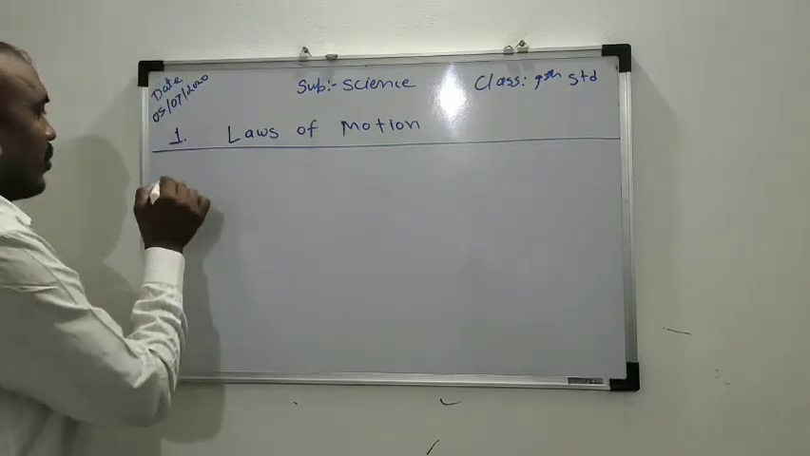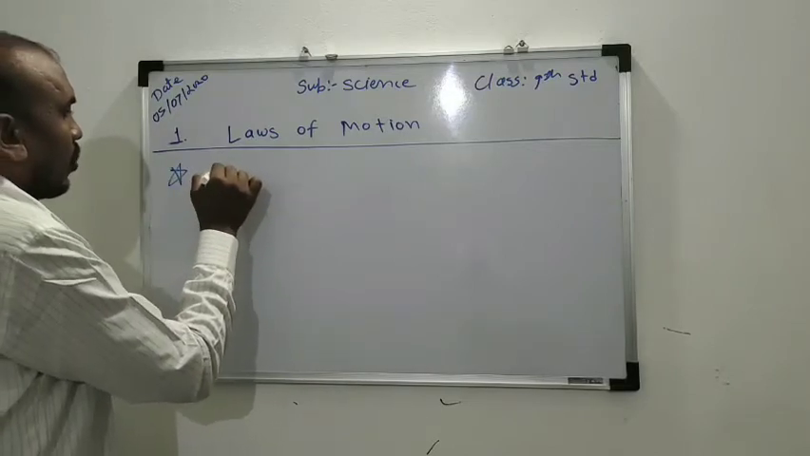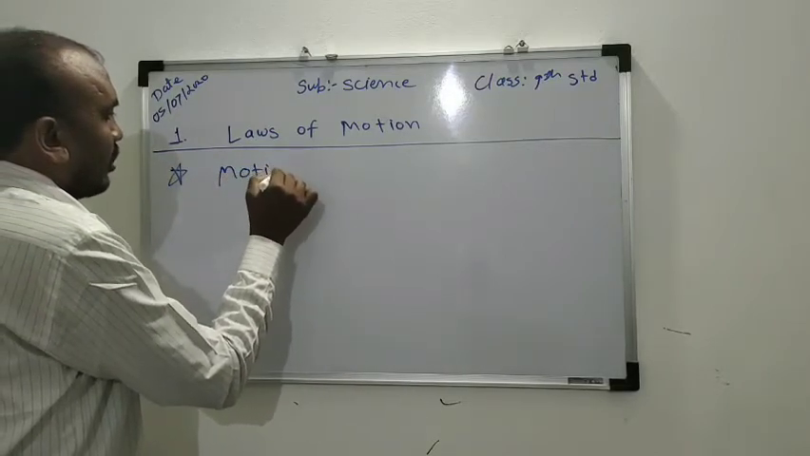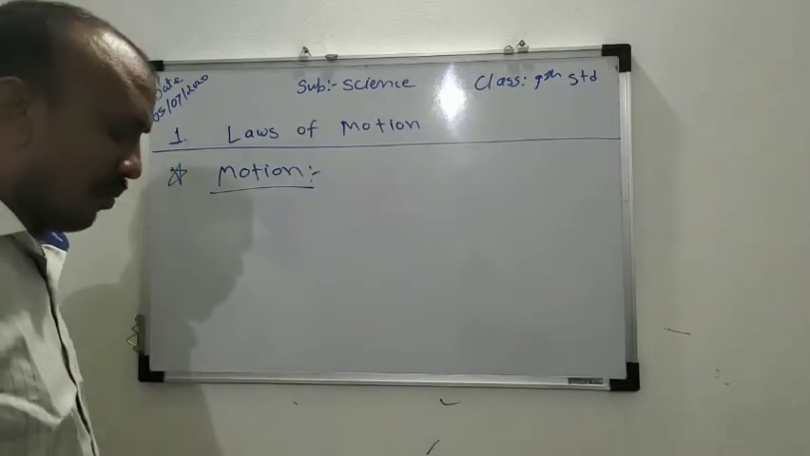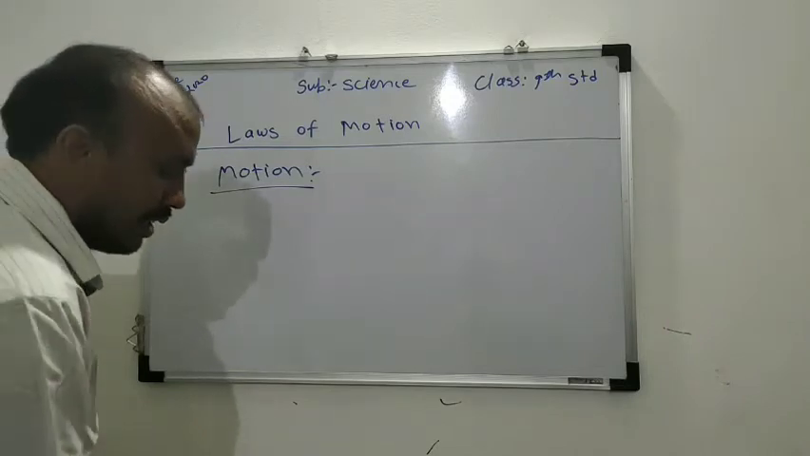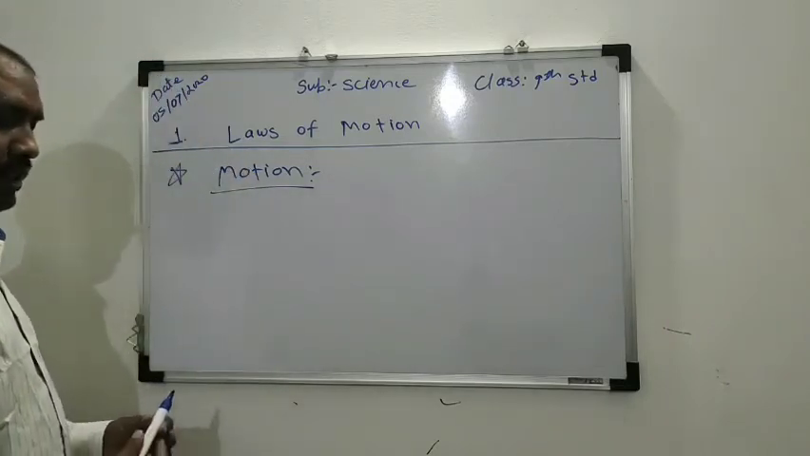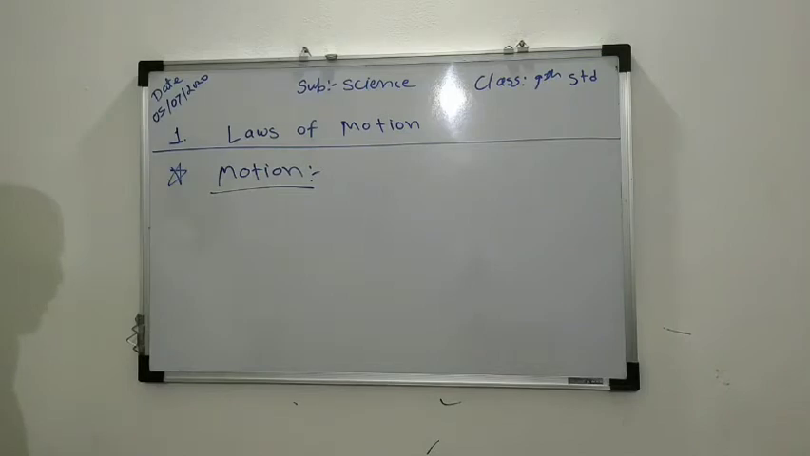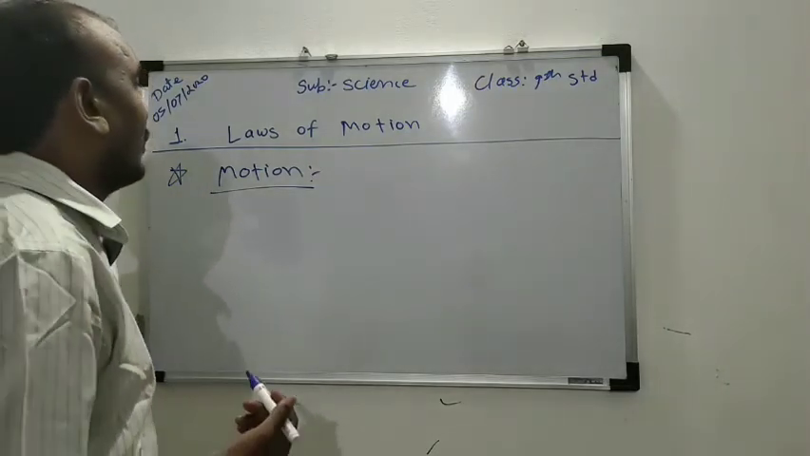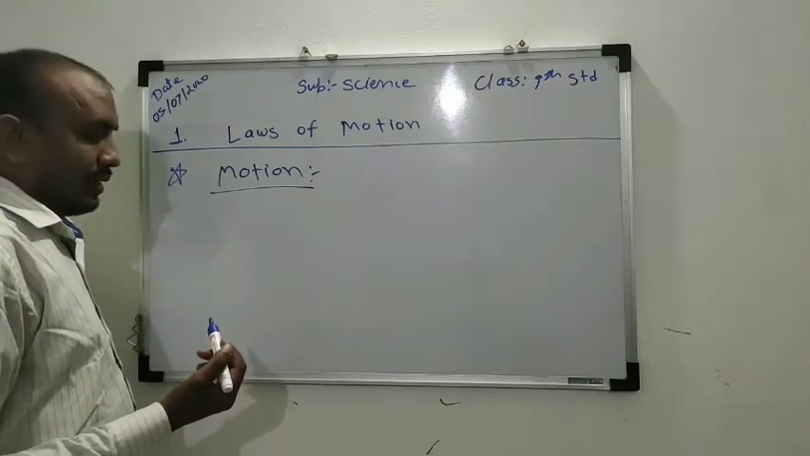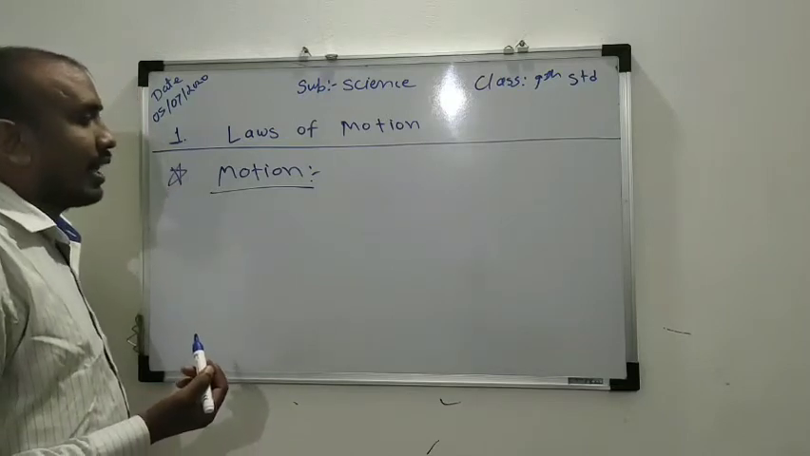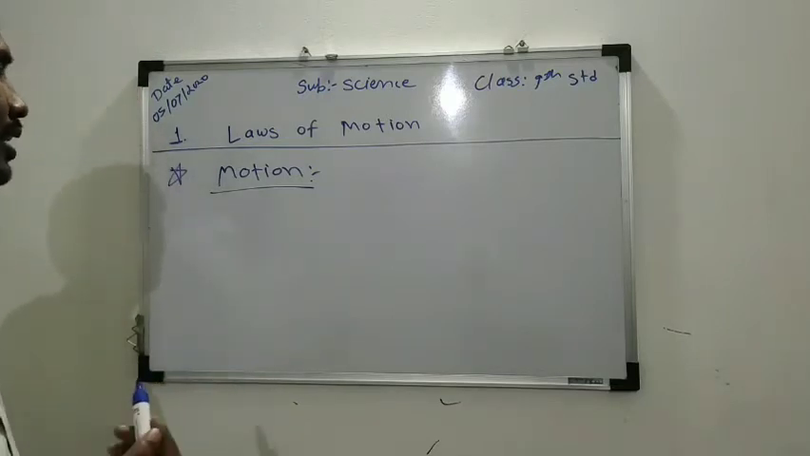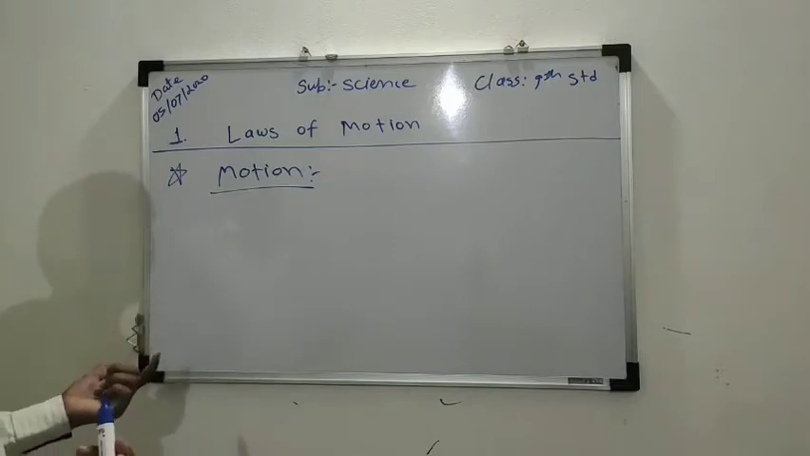So first one is motion. What is meant by motion? Anybody know? Yes, correct. Motion is when an object changes position with respect to time, or over time. That is called motion. Correct? Yes. Motion is a relative concept. What is meant by a relative concept? With respect to another point, you are moving.